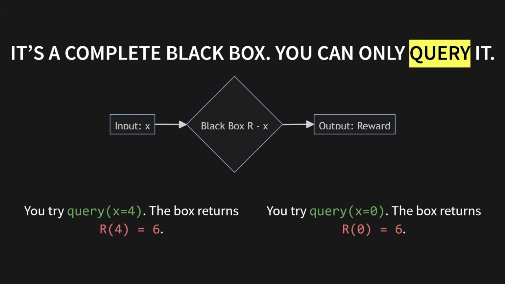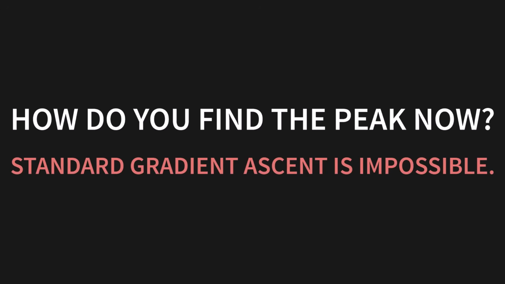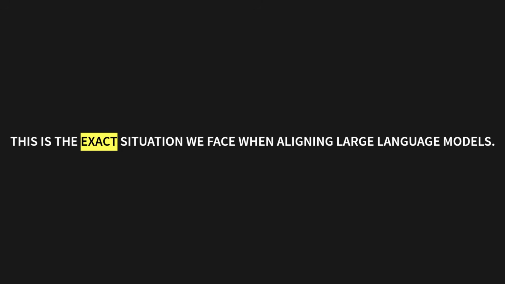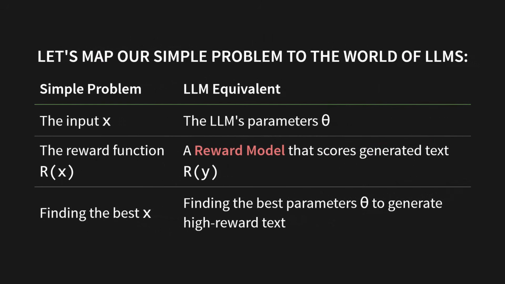Okay. You try another one. Query x = 0. The box returns r(0) = 6. How do you find the peak now? You can't calculate the gradient. Standard gradient ascent is completely impossible. You're flying blind. This is the exact situation we face when aligning large language models. Let's map our simple problem directly to the world of LLMs. You can see this in the table here. Our simple input, x, that's the LLM's parameters, theta, billions of them.